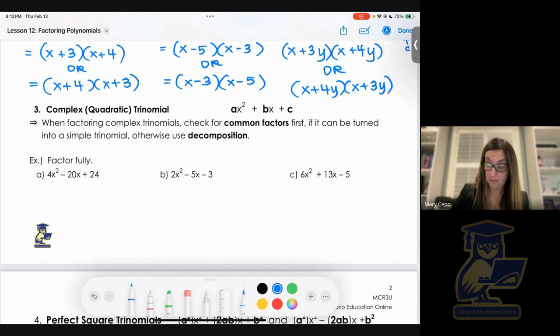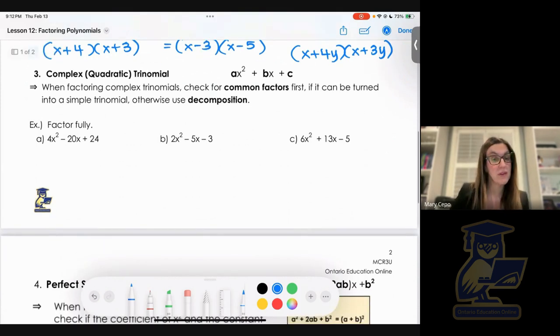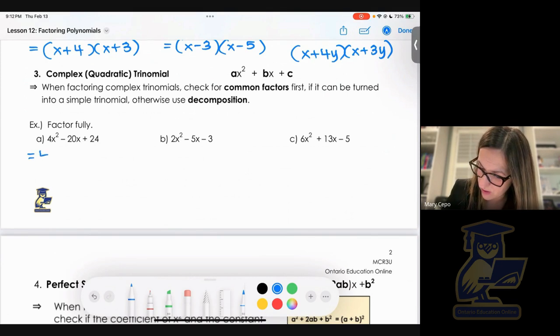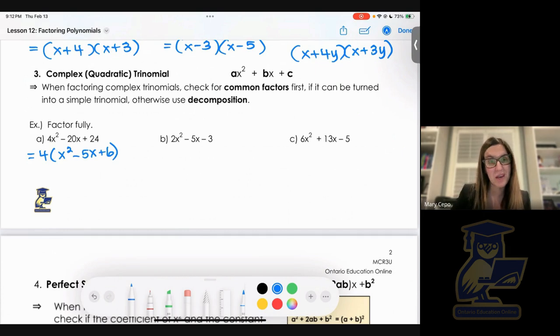Now, for example, we have 4x squared minus 20x plus 24. Always look for a common factor. So in this case, the common factor between 4, 20, and 24 would be 4. So let's do that first. If we factor out the 4, we're left with x squared, -20 divided by 4 is -5x, 24 divided by 4 is +6. Look at that. It was an embedded simple trinomial. All we had to do was factor out the common factor of 4.